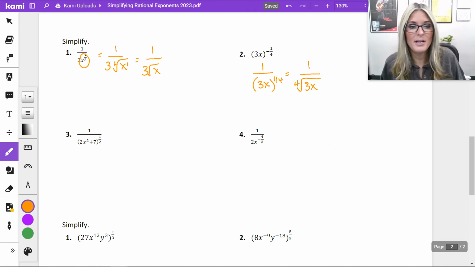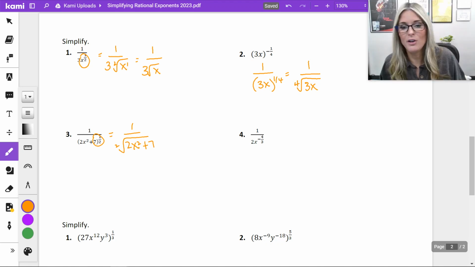Number three, we've got 1/2 x² + 7 raised to the 1/2. I see I can already go and change this fraction exponent into a square root of all of that, 2x² + 7.